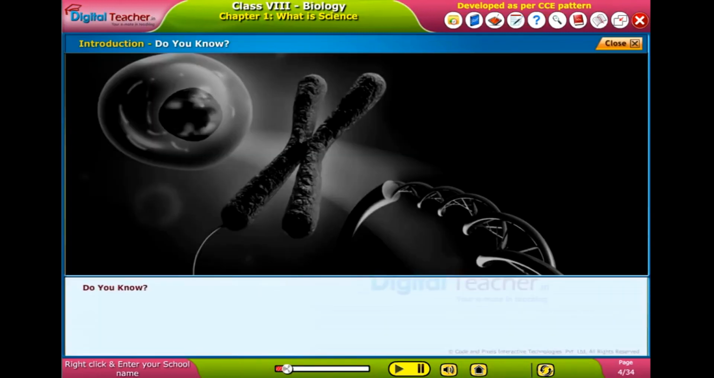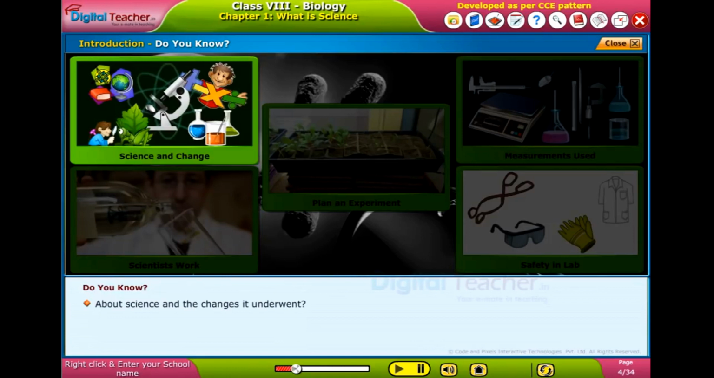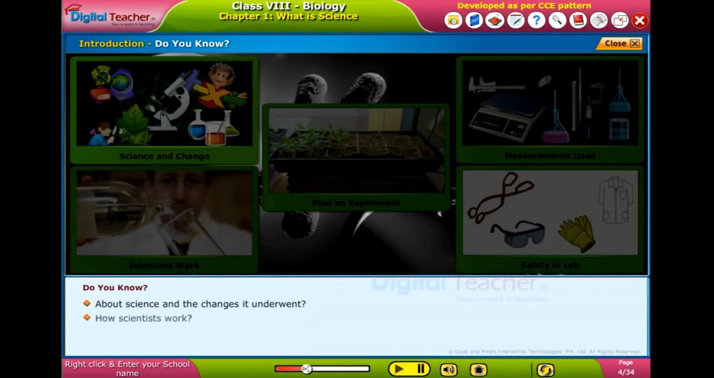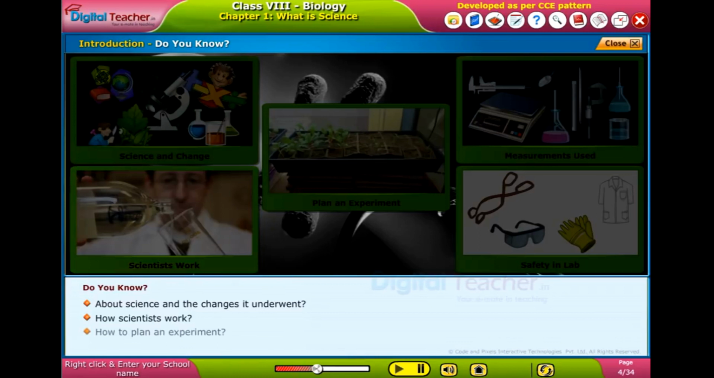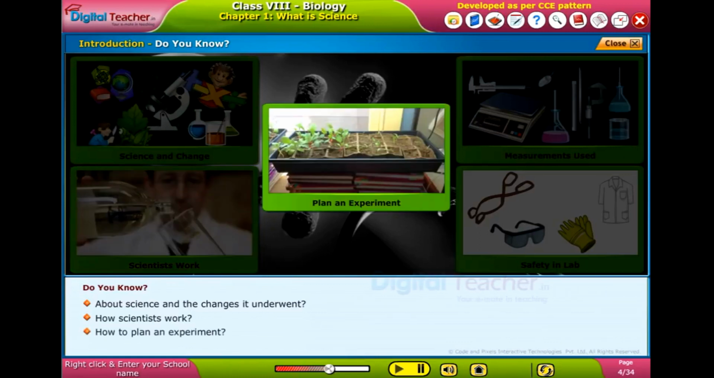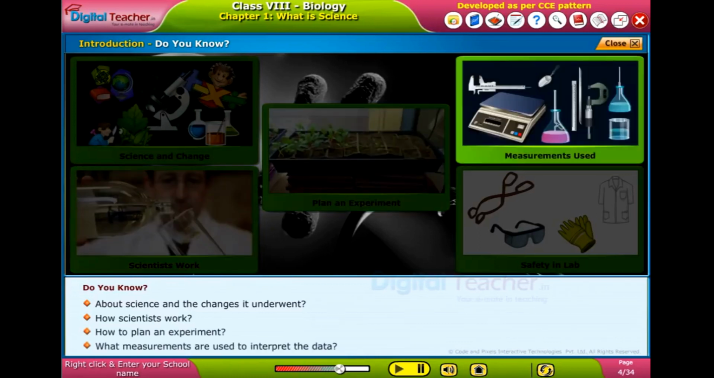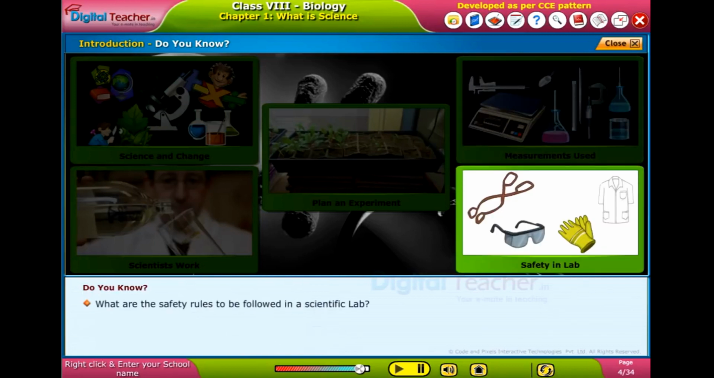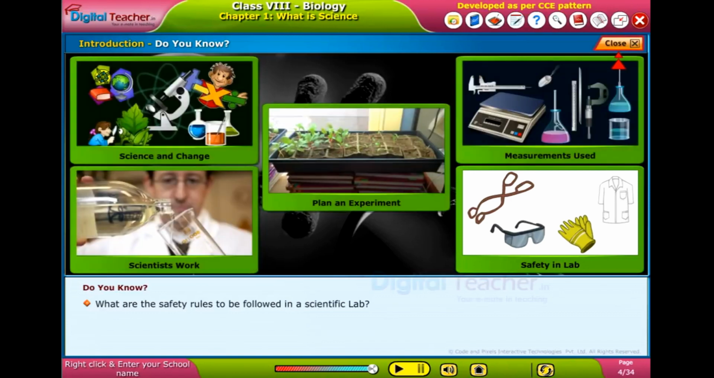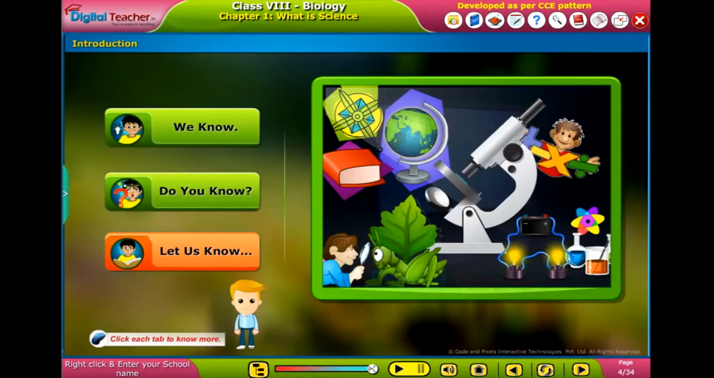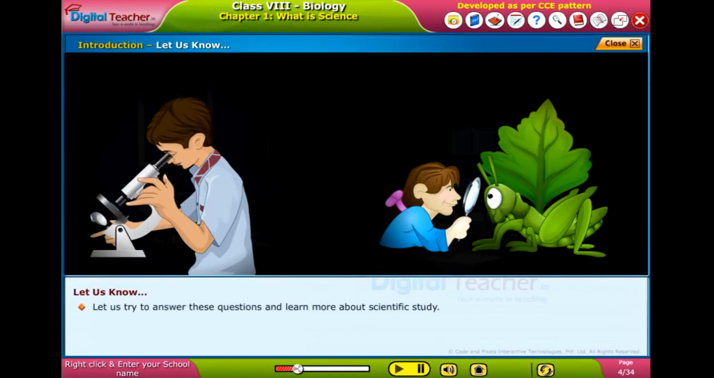Do you know about science and the changes it underwent? How do scientists work? How to plan an experiment? What measurements are used to interpret the data? What are the safety rules to be followed in a scientific lab? Let us try to answer these questions and learn more about scientific study.